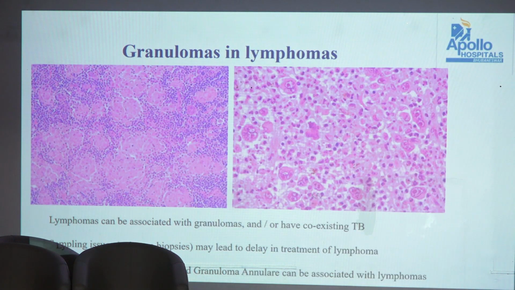Now coming to tumors which can have granulomas, notoriously lymphomas, and amongst them Hodgkin's disease. So you may recall from your undergraduate days what a Reed-Sternberg cell looks like, the owl-eyed nuclei, and you see granulomas on this side.